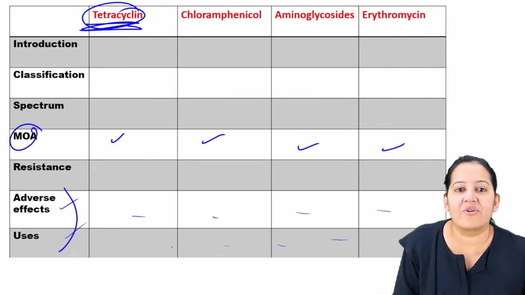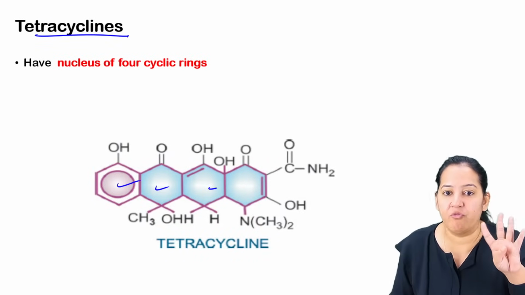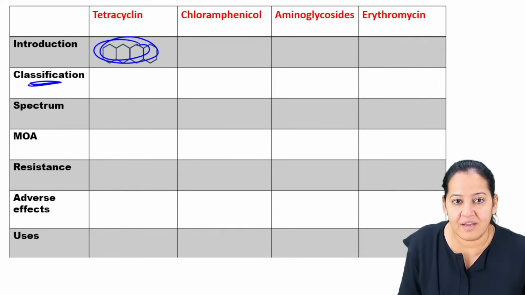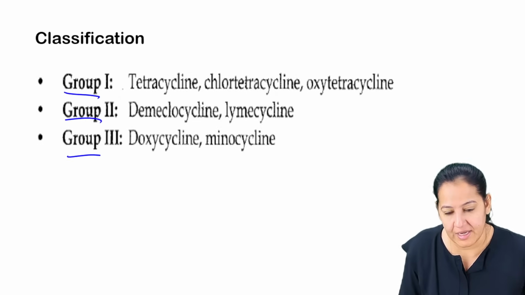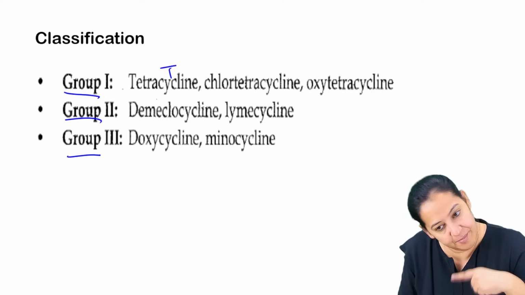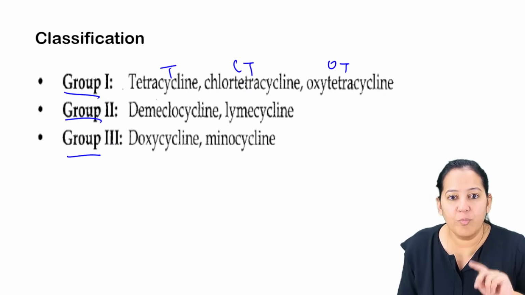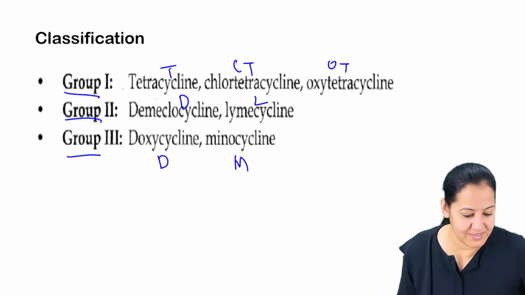So let's start with the tetracycline. Tetracycline is known as tetracycline because it is having four benzene rings. Classification: there are 7 types of tetracycline. You should know their names. Group 1, group 2, group 3. In group 1, there are 3 tetracyclines. One is tetracycline itself. One is chlorotetracycline, one is oxytetracycline. है ना? Group 2 में demeclocycline and lymecycline. And group 3 में doxycycline and minocycline.